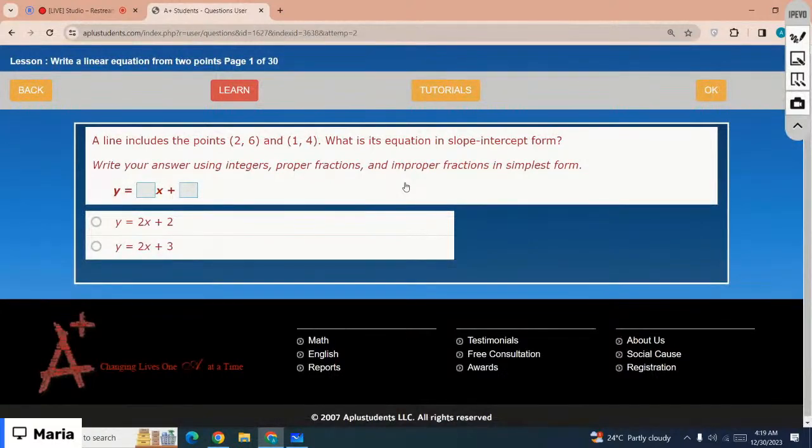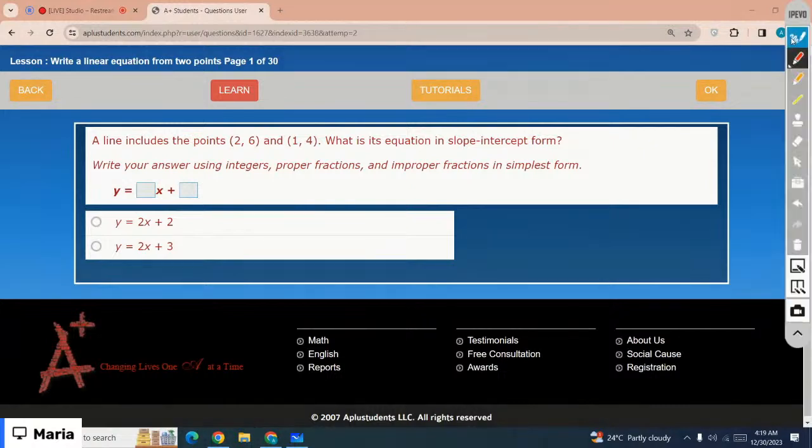A line includes the points 2, 6 and 1, 4. What is its equation in slope intercept form? The points are 2, 6 and 1, 4. First calculate the slope, right? This is x1, y1, this is x2, y2. So y2 minus y1, 4 minus 6, over x2 minus x1, that is negative 2 over negative 1, that is 2. So the slope is 2, right?